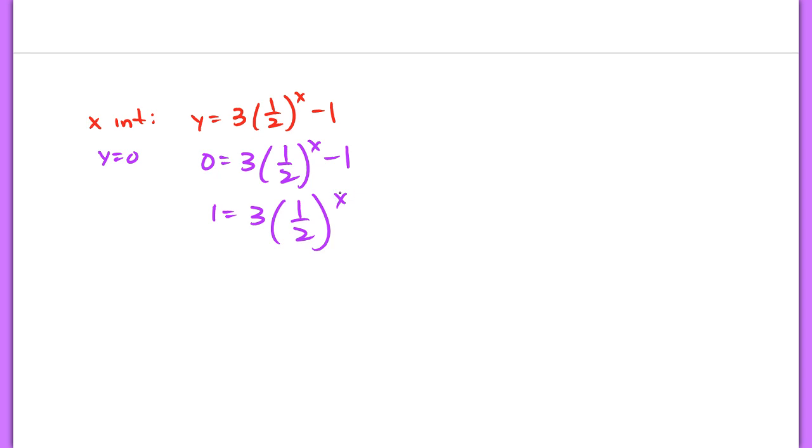And then I would divide by 3. So I have 1/3 equals 1/2 to the x power. Now so far what we've been working on, when we try to solve an equation that's just an exponential equation, we try to write this having the same base. Now unfortunately in this problem there is no way for us to write this using the same base.